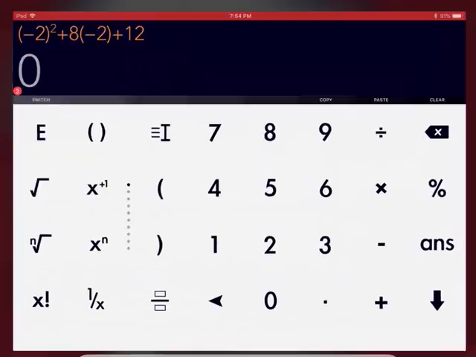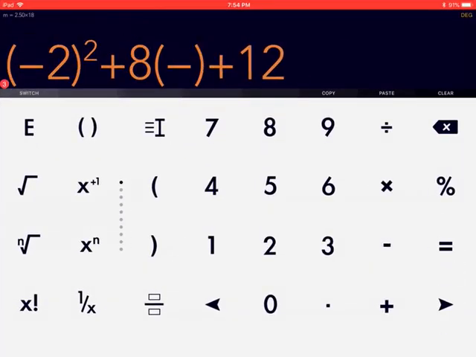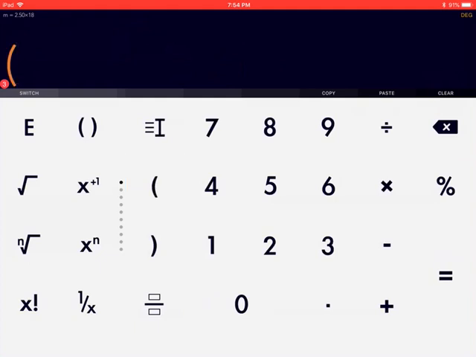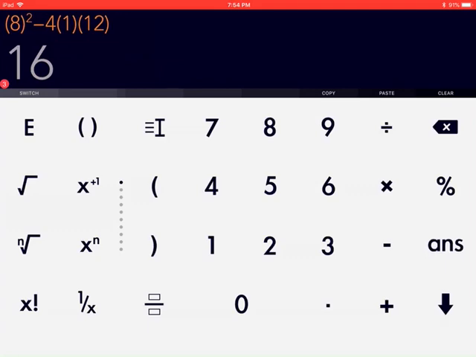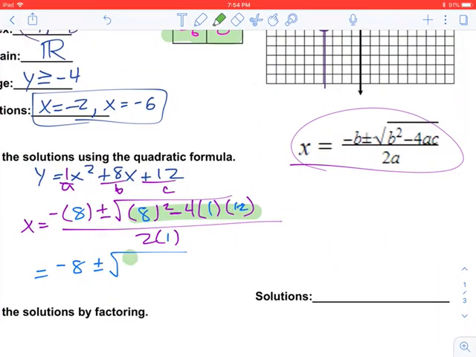So this is going to be parentheses 8 squared minus 4 times 1 times 12. And I get 16. So 16 all over 2 times 1, which is 2. And I know the square root of 16 is 4, so I've got -8 plus or minus 4 over 2.